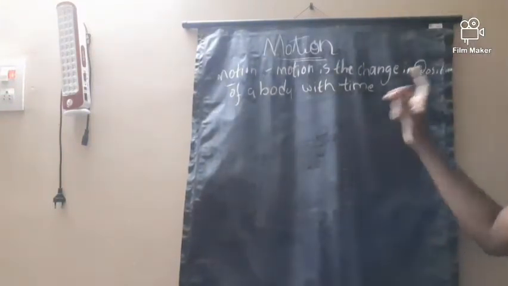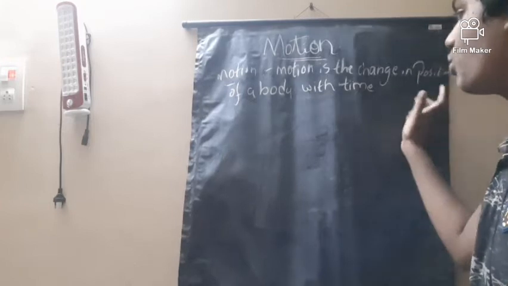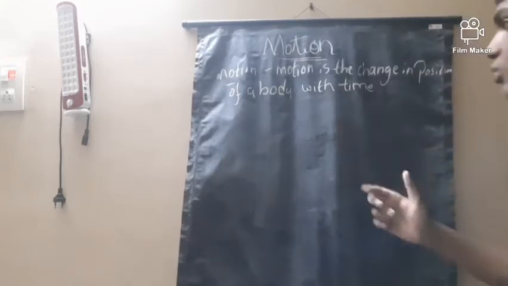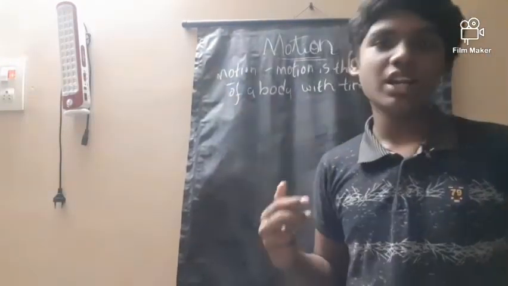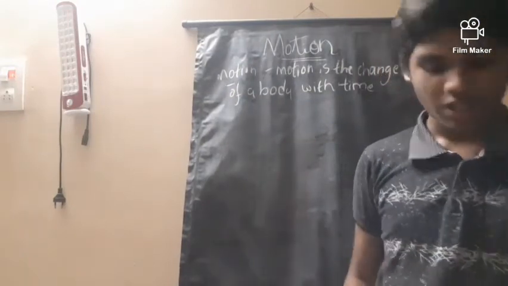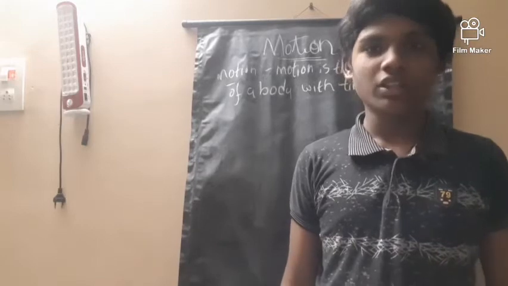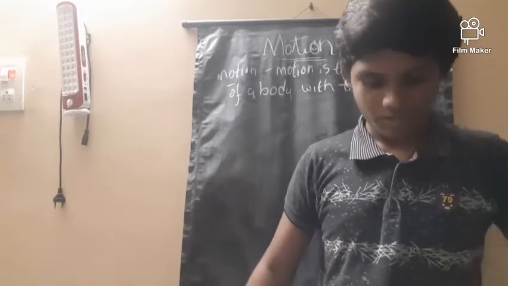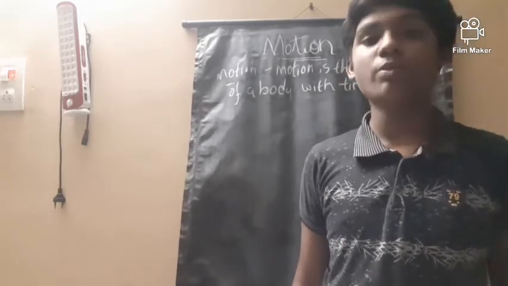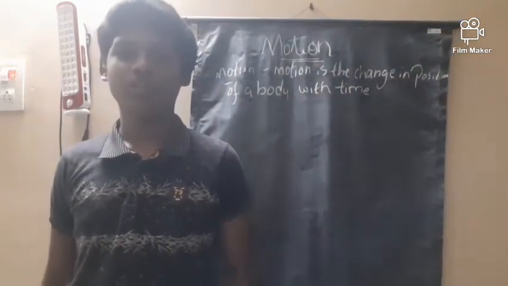What is this change in position? Motion is the change in position of a body with time. We can understand this definition with an example. Now take an example. I am at rest position, so I am not moving here. But I changed my position from here to there.